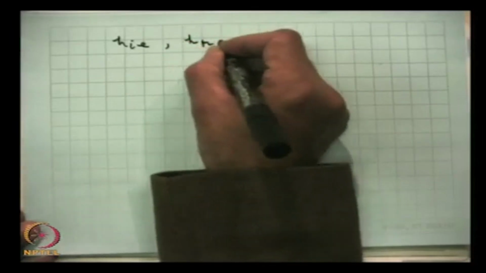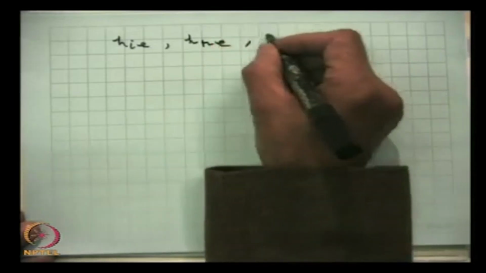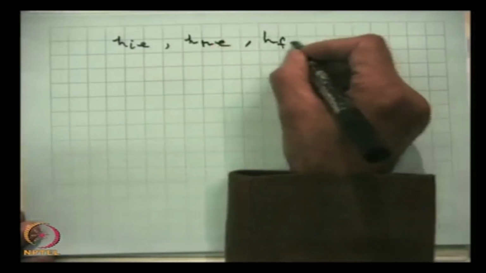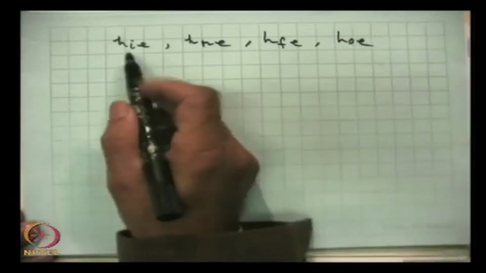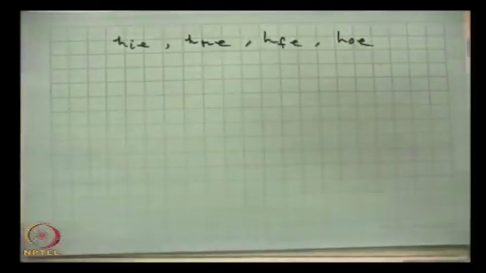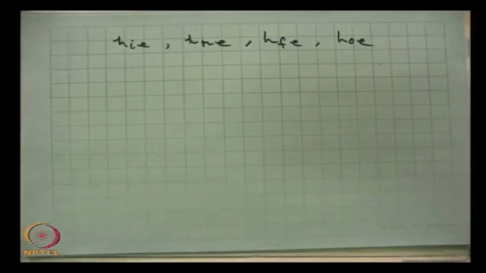So, CE amplifier. For a CE amplifier the 4 h parameters will be hie, hre, hfe and hoe. These are the 4 h parameters, hybrid parameters, for the common emitter circuit.